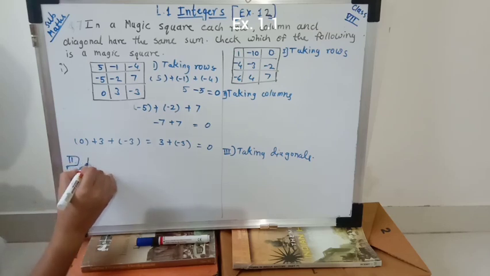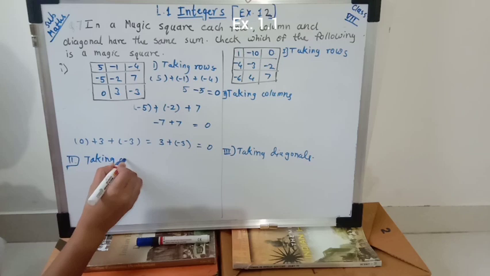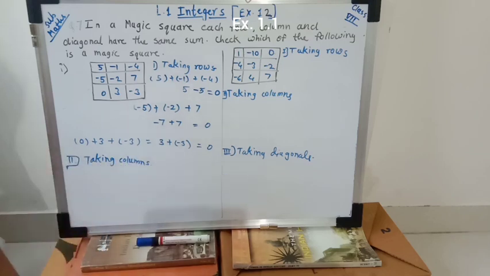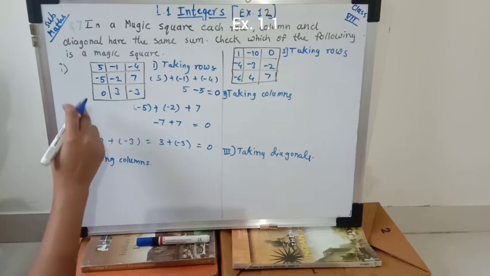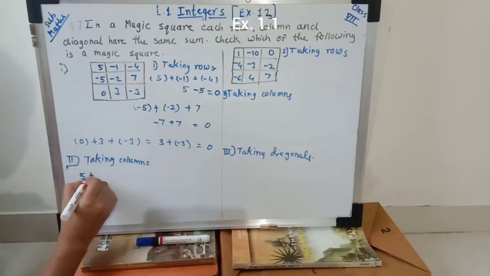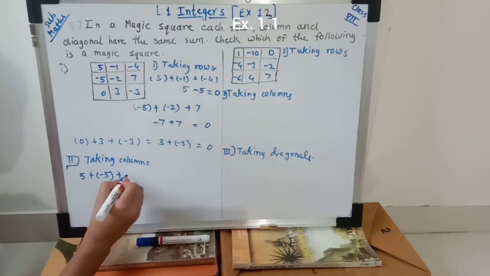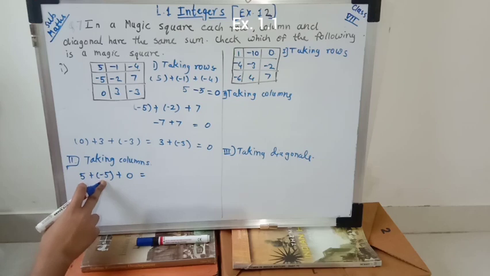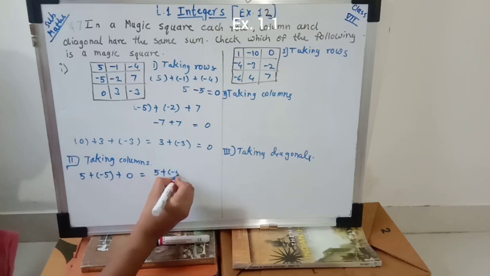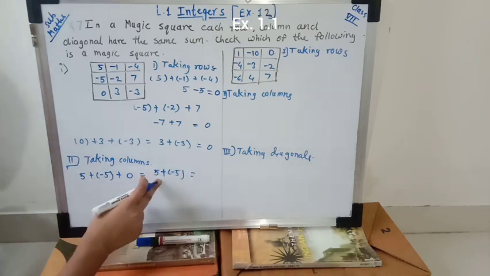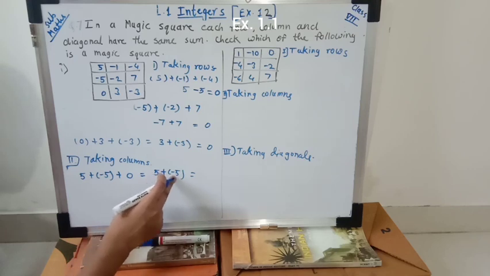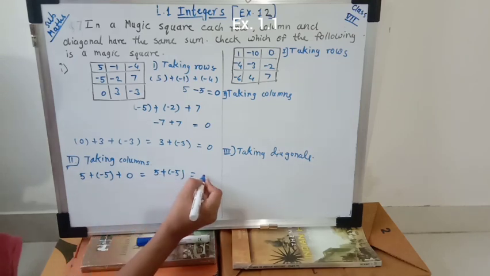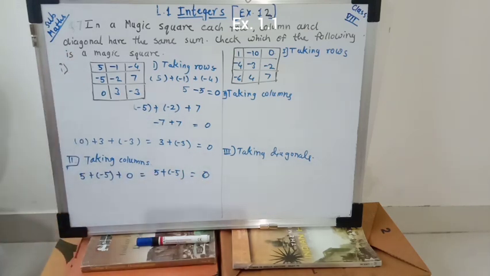Second, we are taking columns. The first column is 5 plus minus 5 plus 0. If we add 0 to a negative number, we get the negative number. So 5 plus minus 5 are both numbers with different signs. Minus plus becomes minus. So 5 minus 5 is equal to 0. So the addition of the first column is also 0.